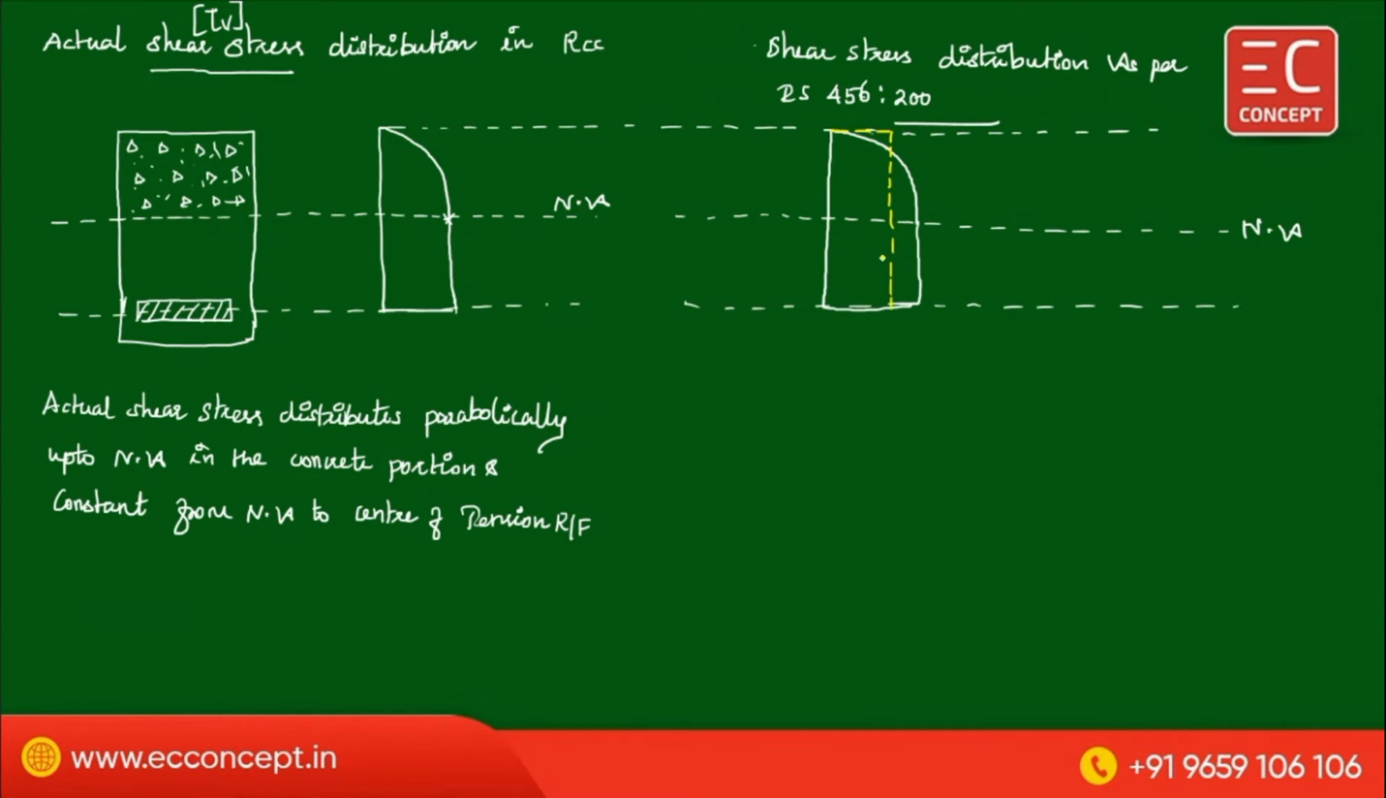IS 456 2000 assumed this is the tau v. This tau v is uniformly distributed. IS 456 2000 says consider the shear stress distribution is uniform, that is Vu divided by b into d. So this is the thing. Okay, this stress is called as nominal shear stress. Nominal stress. This one is called as nominal shear stress.